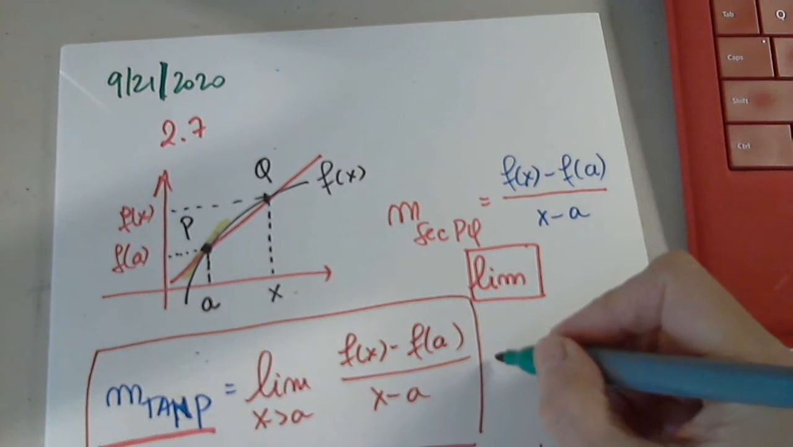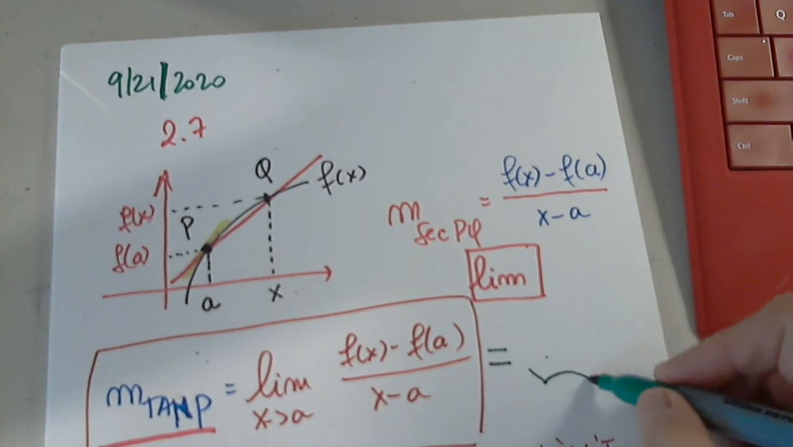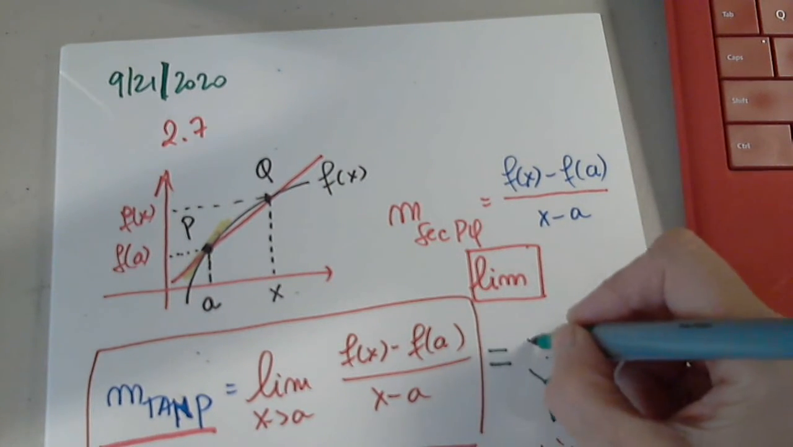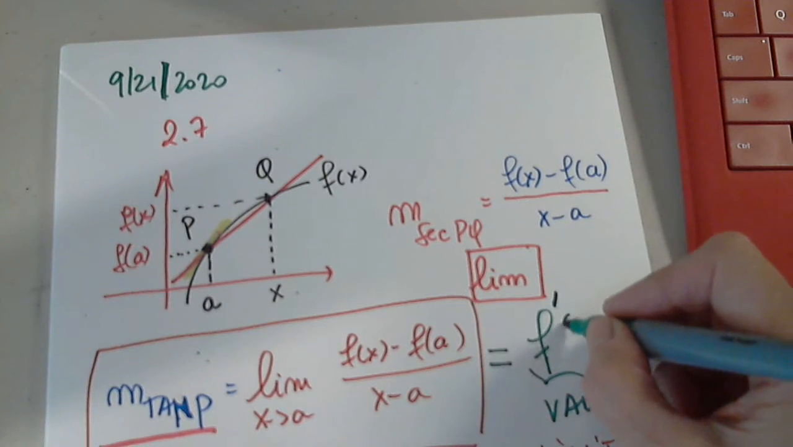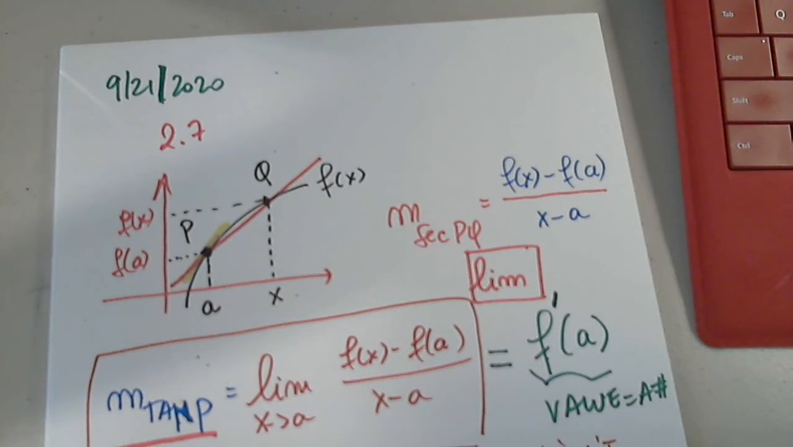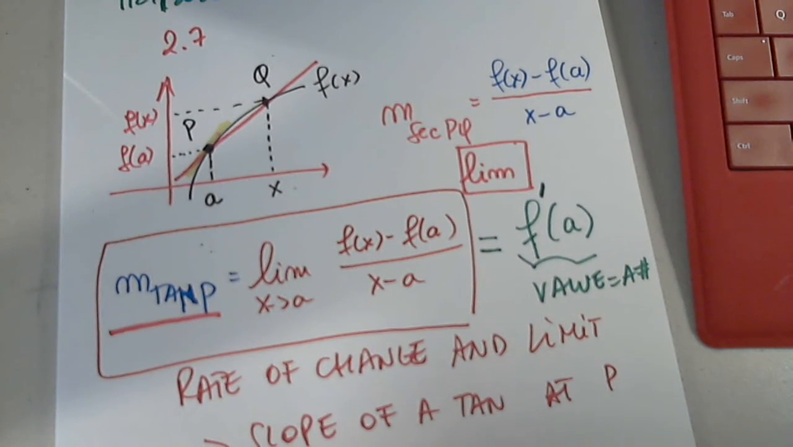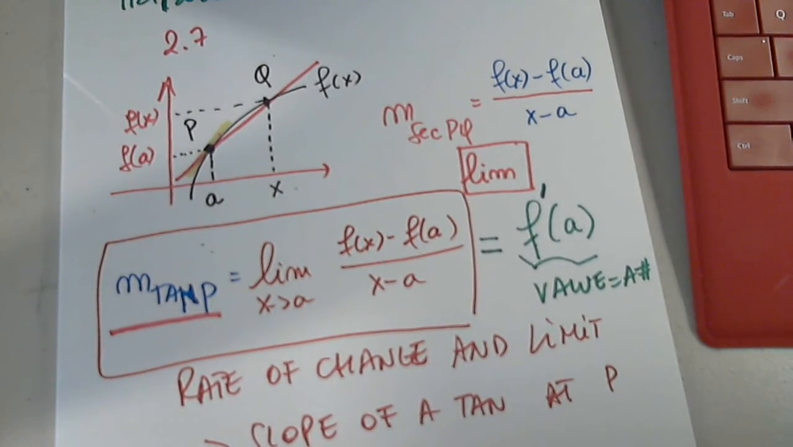Now this also has a name, and it's a value. In other words, a number. And it's f prime of a. So let's write what f prime of a represents. F prime of a is the instantaneous rate of change of function f of x at P.